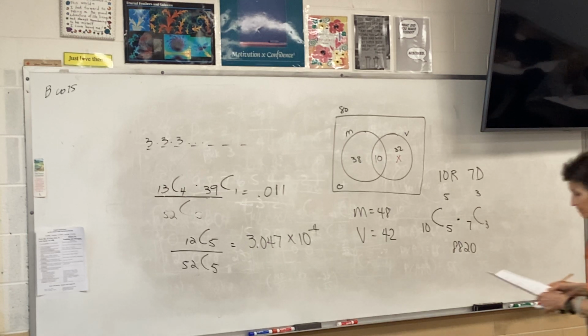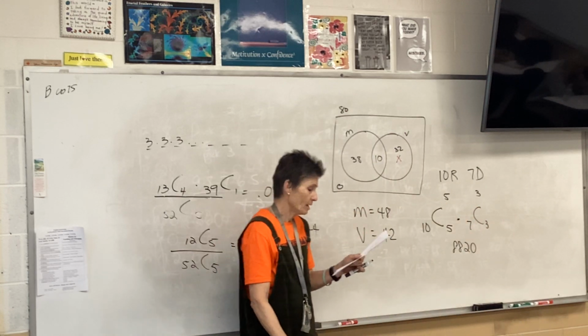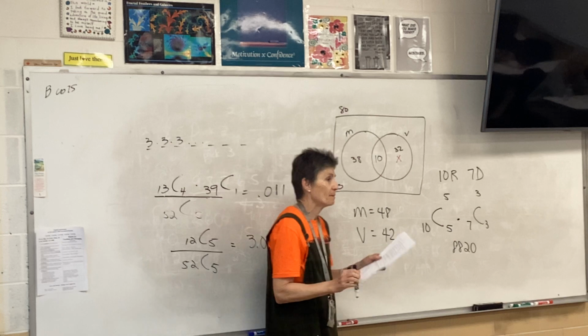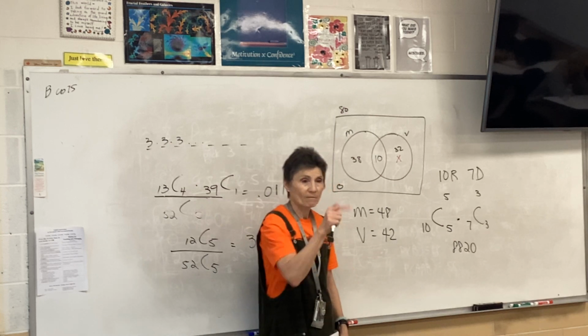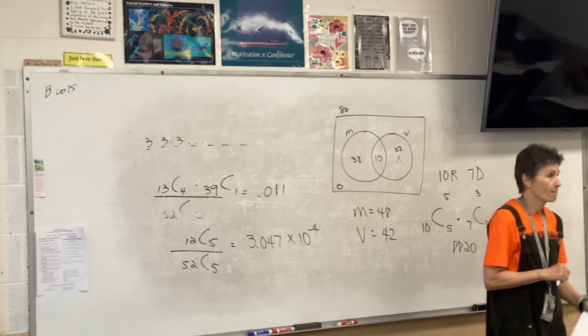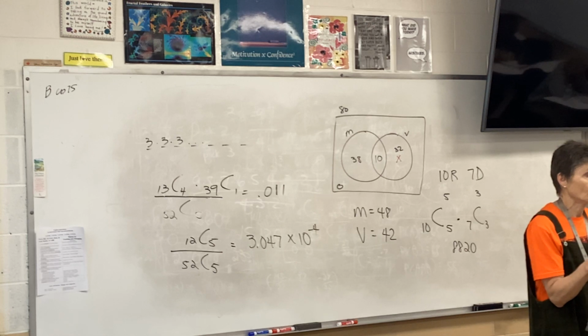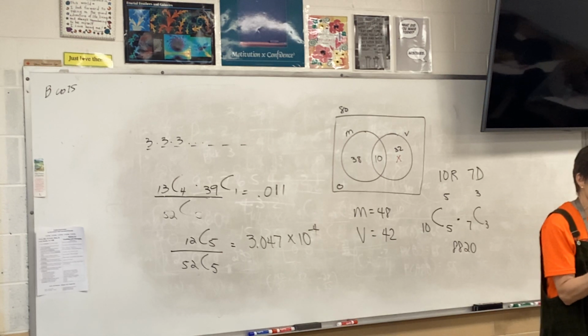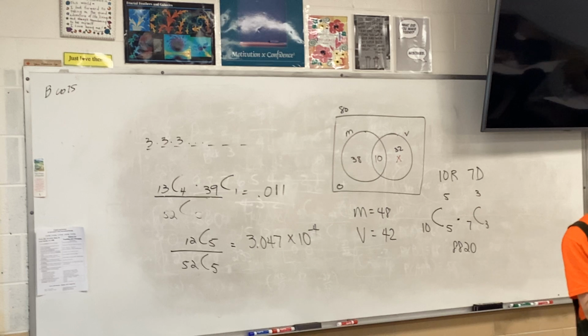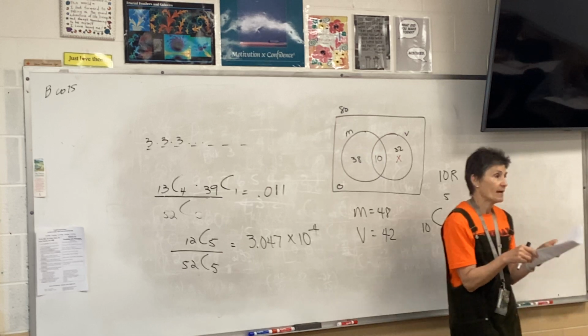Alright, next problem. How many ways can 4 unruly students be lined up in the hall? 4 factorial. So the answer is 24. Makes sense to everybody? What if I made them stand in a circle? 3 factorial. How many ways can I give 5 identical pencils to students in a class of 8?